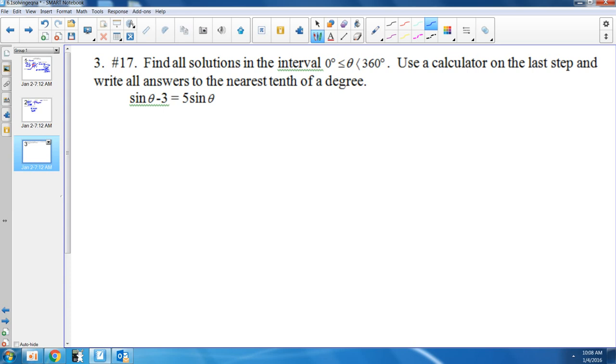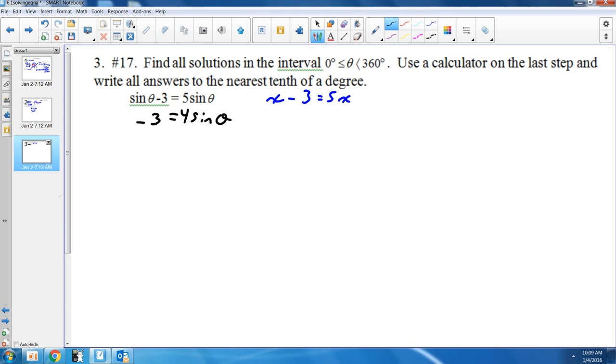So by transferring into x's, it'd be x minus 3 equals 5x. Now, if you had to solve for x, it's pretty easy. I know that I have to combine like terms and then solve. So back to the original, I'm going to subtract sine x from both sides and get 4 sine theta on the one side.